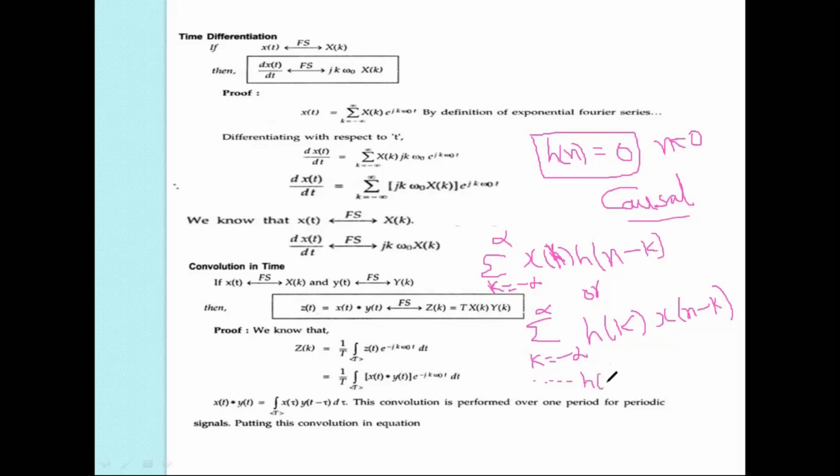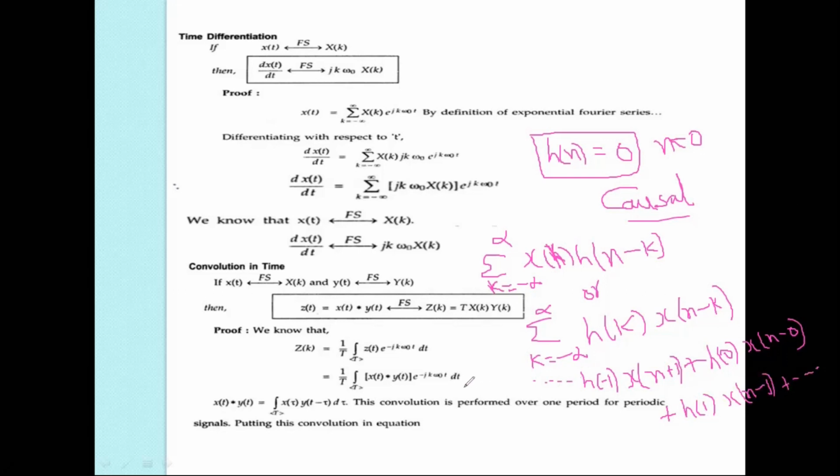H of minus 1, x of n minus of minus 1 becomes x of n plus 1, plus the next value, if I am taking the h of 0 as k is equal to 0, x of n minus 0, and the next function, if I am taking the h of 1 as k is equal to 1, x of n minus 1, plus so on.